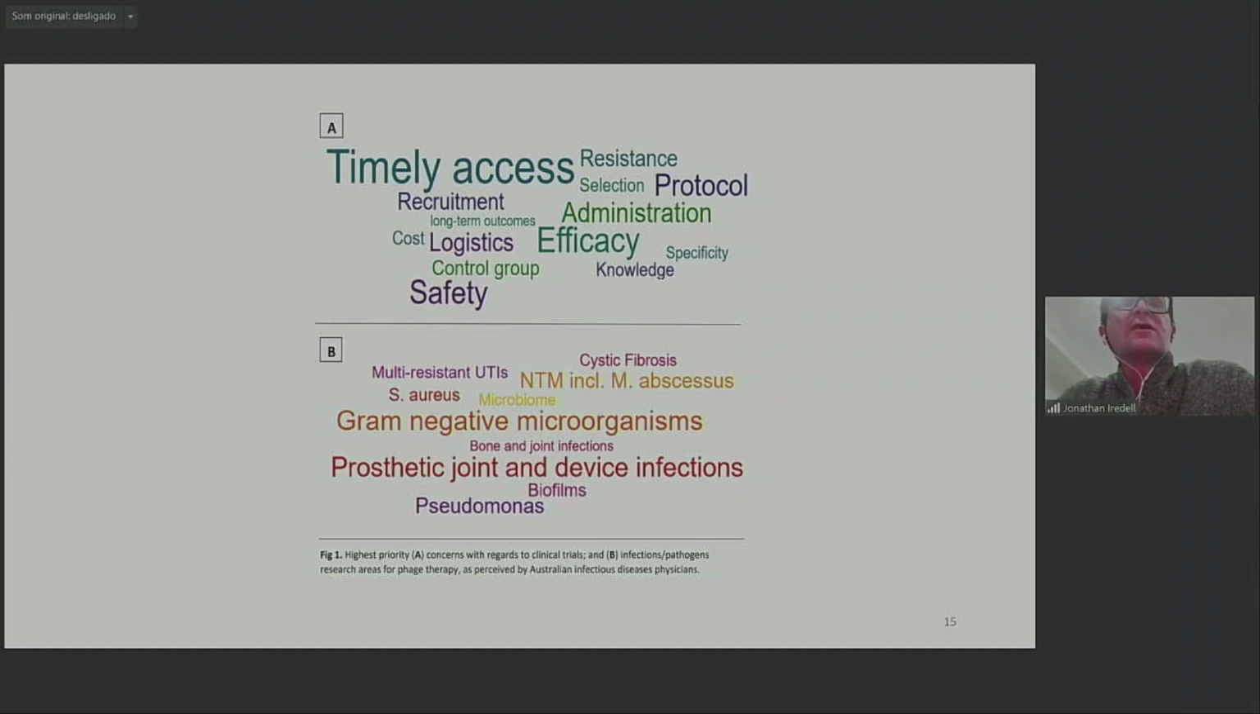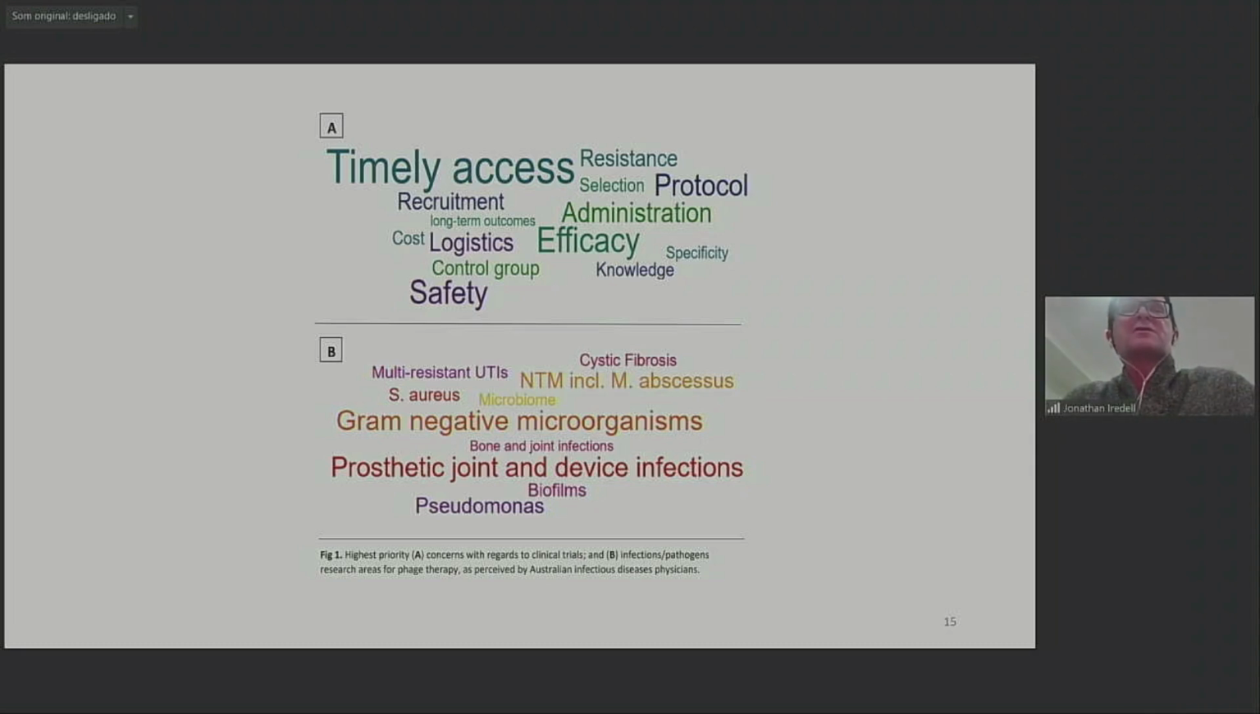So we asked the Australian infectious diseases prescribers by survey what they thought was most important in terms of clinical use. So that's the top green and blue section A of this slide, and what they thought was most important in terms of the kind of pathogens or infections we should be treating. So when we asked them, 90% of the respondents said that they would be happy to use therapeutic phages, that they have people that they would want to use it on now. More than 90% said that they would use it inside a clinical trials framework.